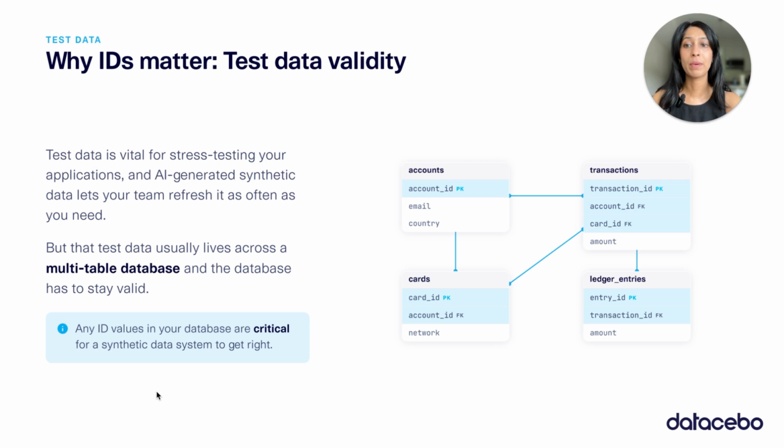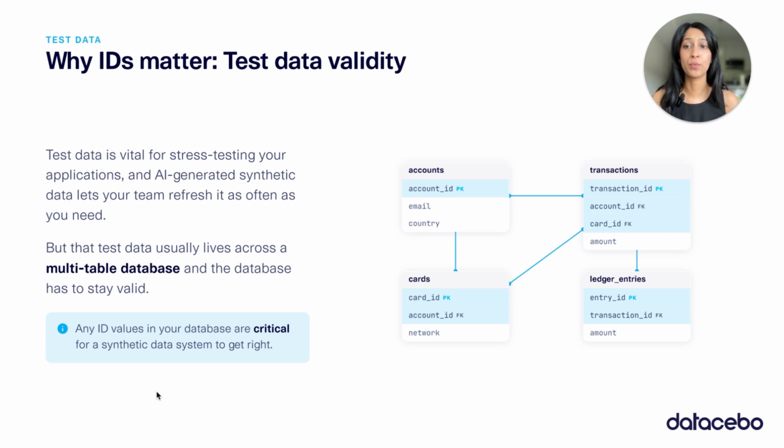Now, if you've ever been part of a software development team or QA process, then you know that test data is vital for stress testing your applications. This is especially important now, when enterprises are embedding new technology like autonomous AI agents into their workflows. It's more critical now than ever to test that with realistic test data. And that's where synthetic data comes in.